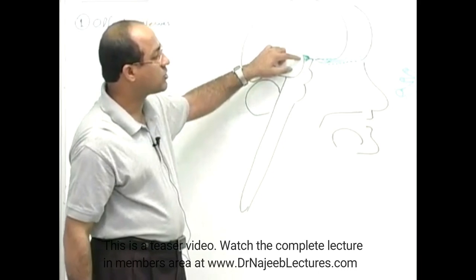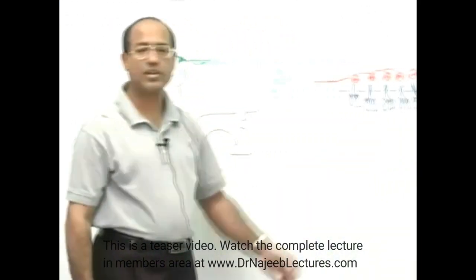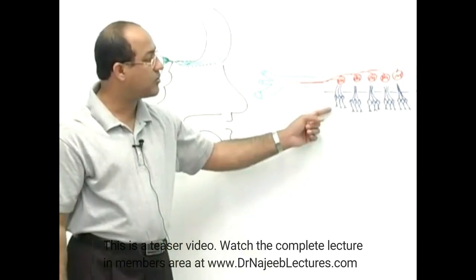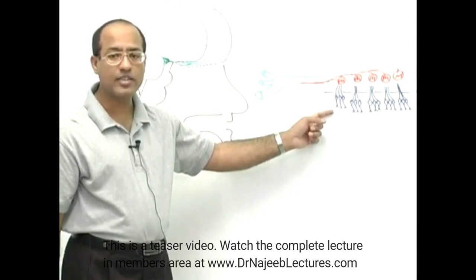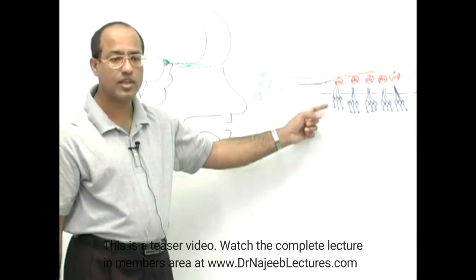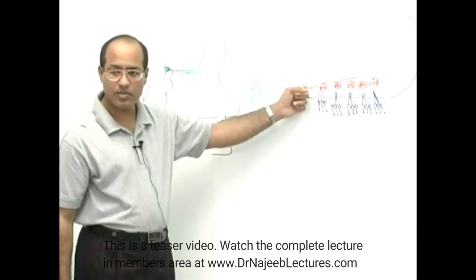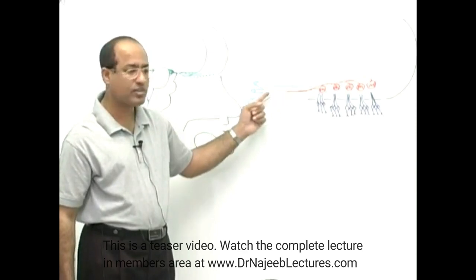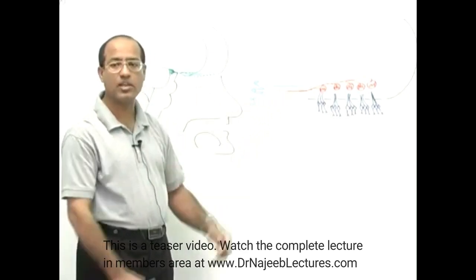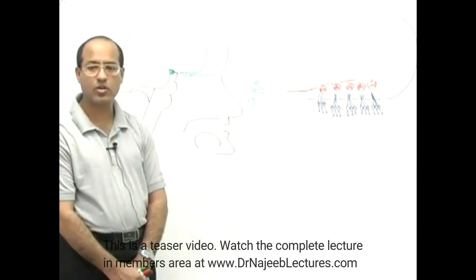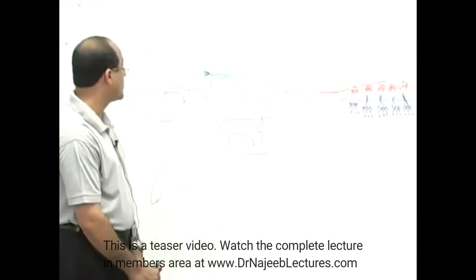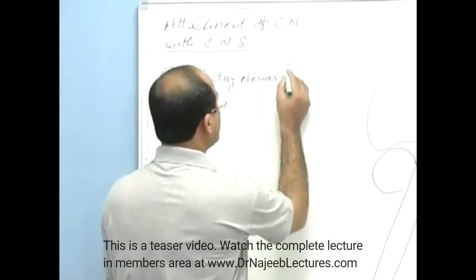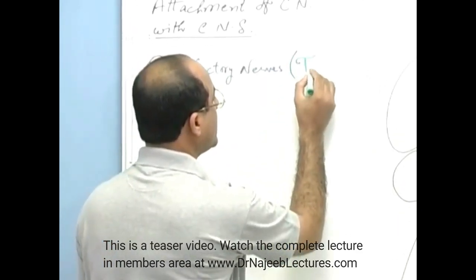So from today onward, if someone asks you how many olfactory nerves there are, you must say about 15 to 20 pairs. And where are the olfactory nerves attached with the central nervous system? The answer is they are attached with the olfactory bulb. Then the olfactory bulb converts into the olfactory tract, the tract into stria, and the olfactory stria will eventually get connected with the olfactory cortex or primary olfactory cortex. So this was the attachment of olfactory nerves. With which part of the brain are they attached? With the telencephalon.